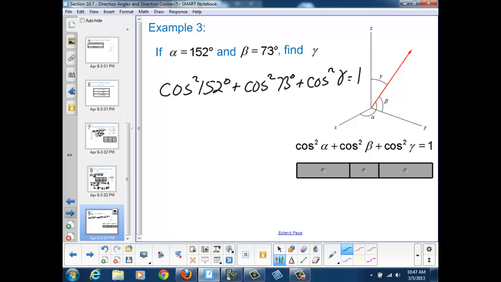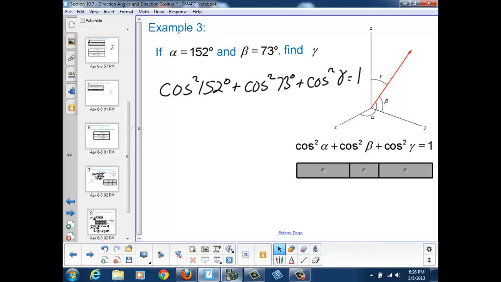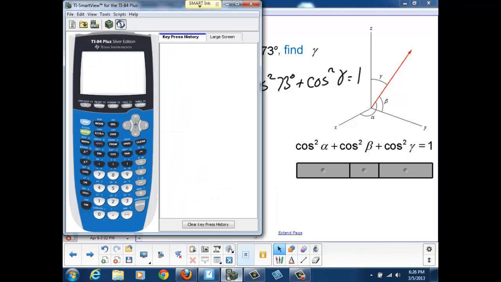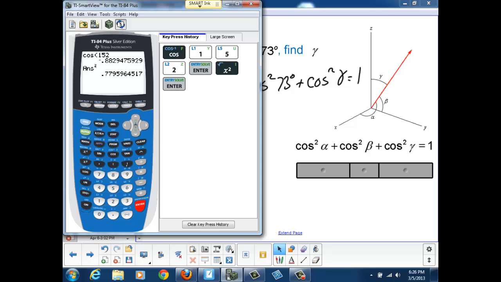Let's find what the cosine squared of 152 degrees is and the cosine squared of 73 degrees. So let's pull out our calculators and figure out what the cosine squared of 152 degrees is. So the cosine of 152 degrees, and then we're going to square that, and we get 0.77959.